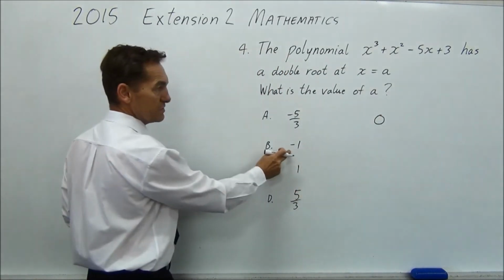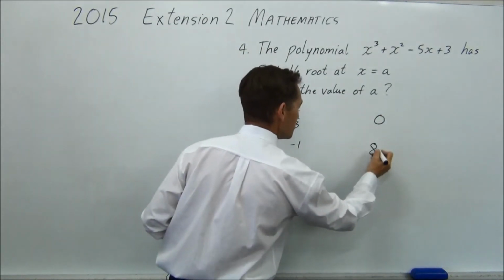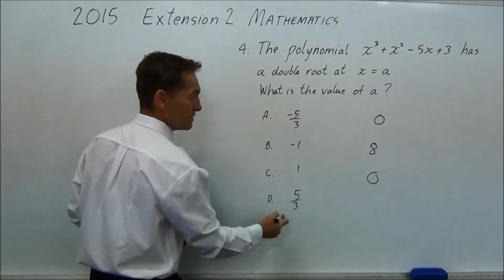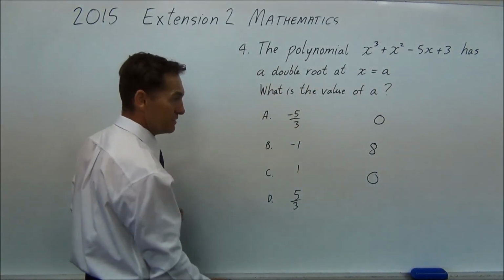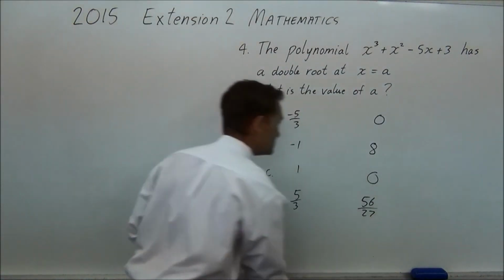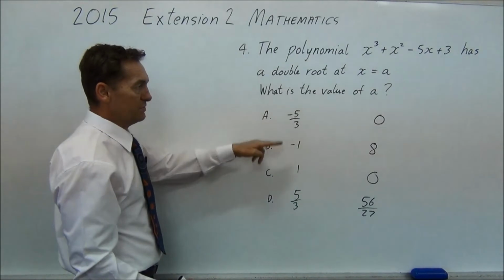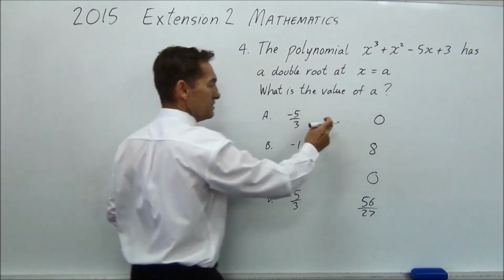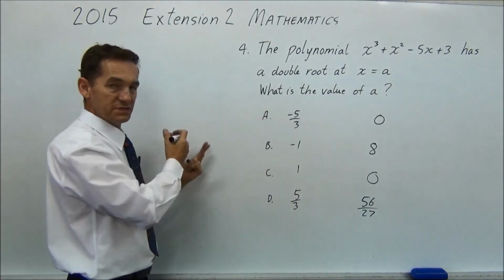You put minus 1 in, you end up with 8. You put 1 in, you end up with 0. You put 5 on 3 in and you end up with 56 on 27. And that would find you 2 roots. That's a cubic, and one of them is a double, so you can continue on.